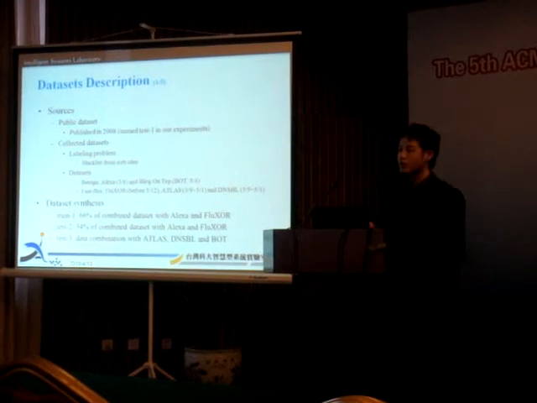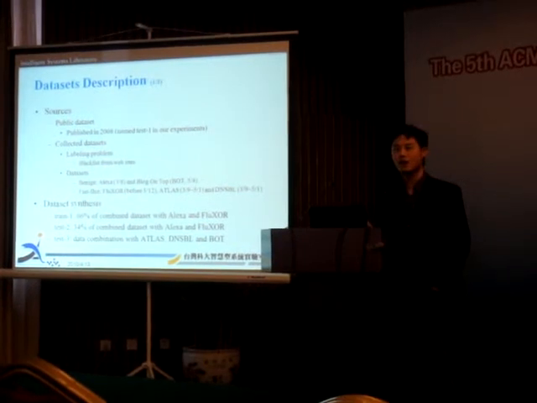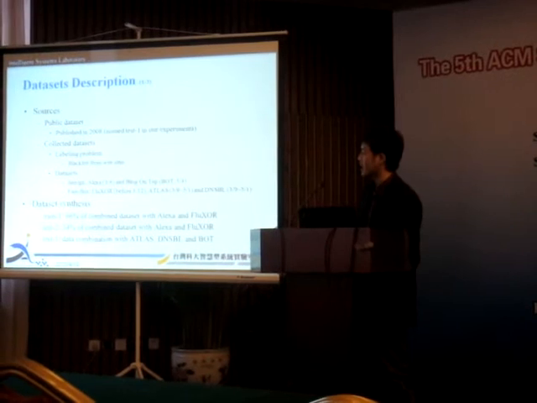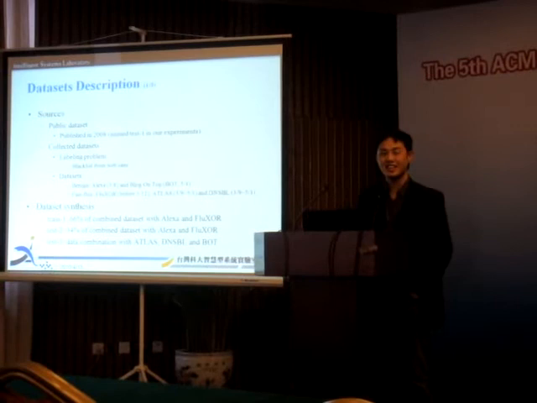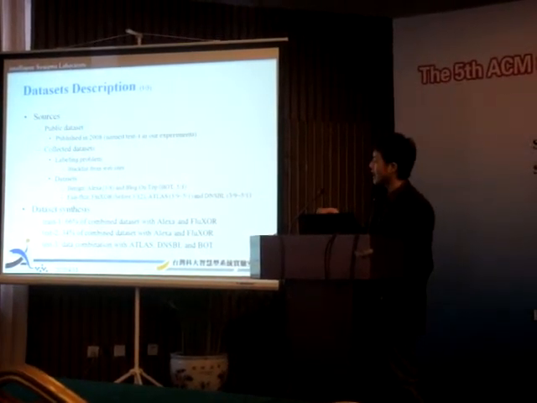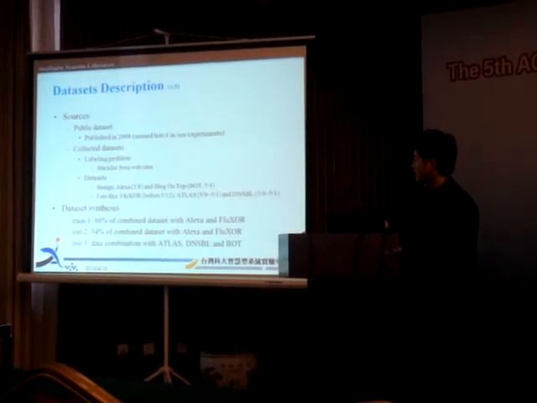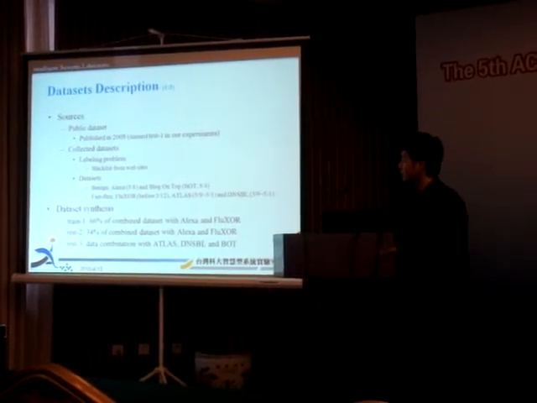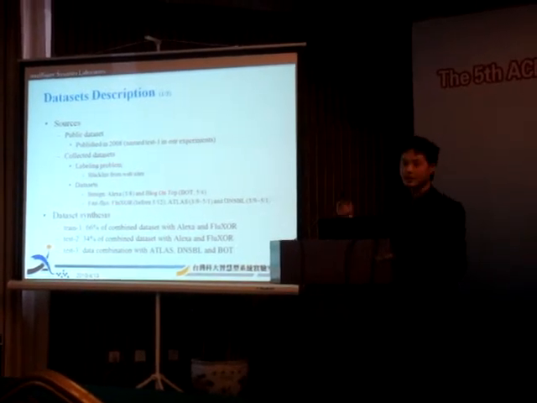For our data set, we use three data sets. The first one is the NDS data set. This data set is published by the authors of the NDS 2008 paper. And then we have a self-collected data set. Actually, if you want to generate a data set, there is a labeling problem, right? So we get some blacklists from websites, including Alexa, FluxOR, Altus, and the DNS bill from different dates. Alexa is benign, and the others are blacklists.